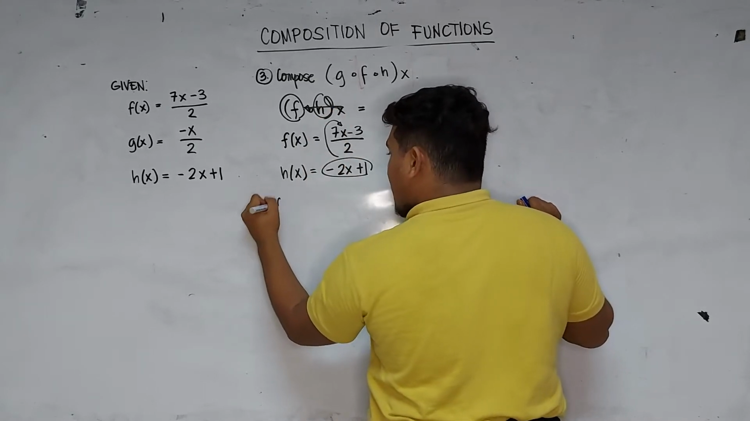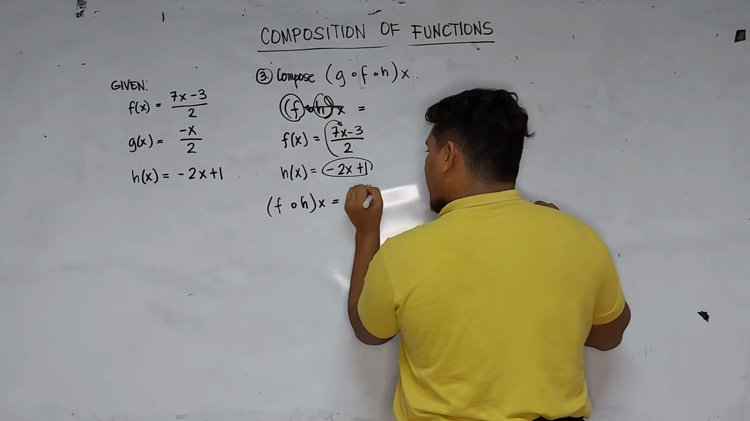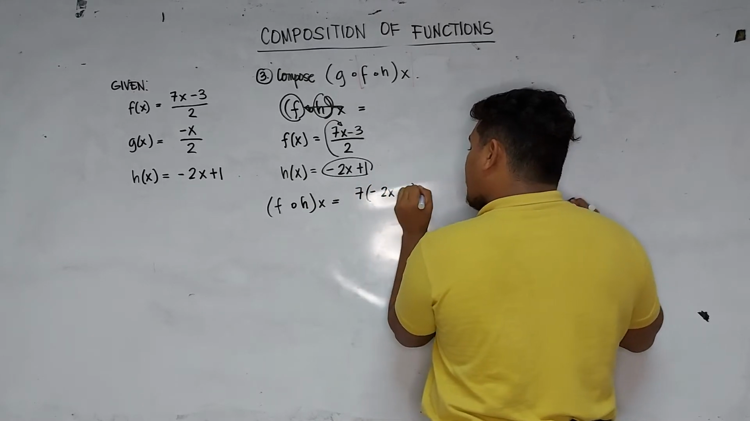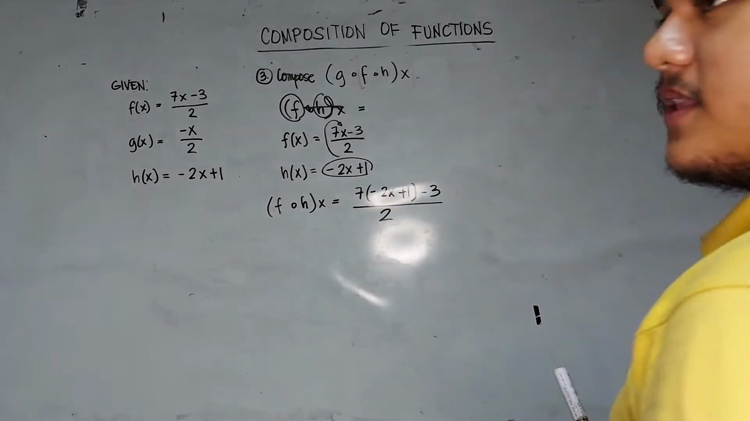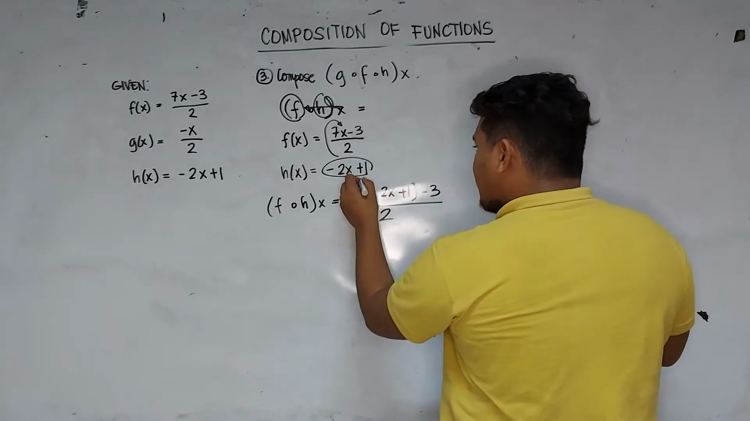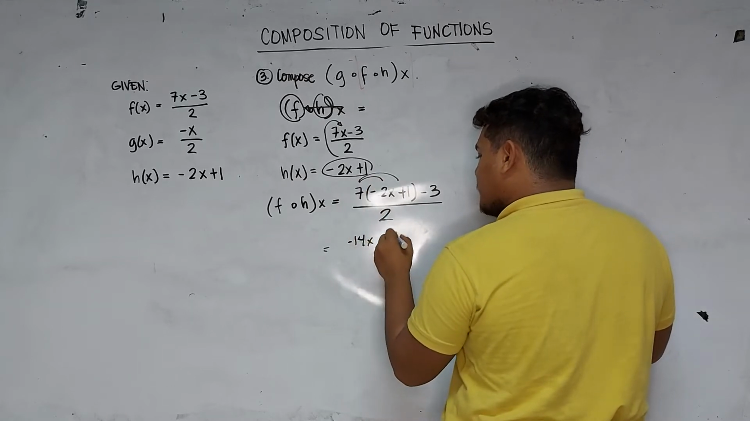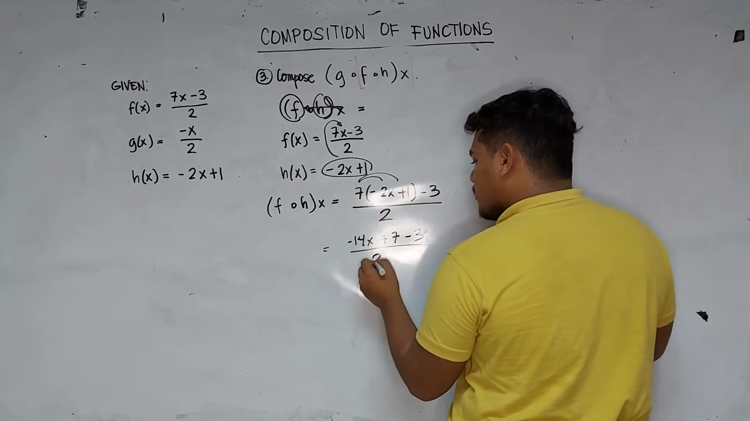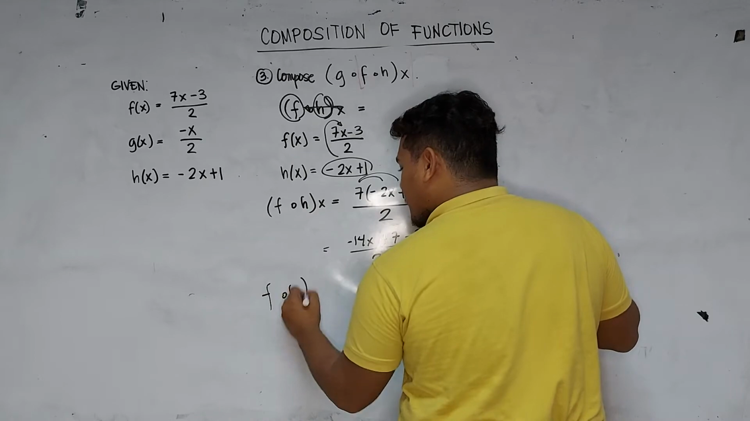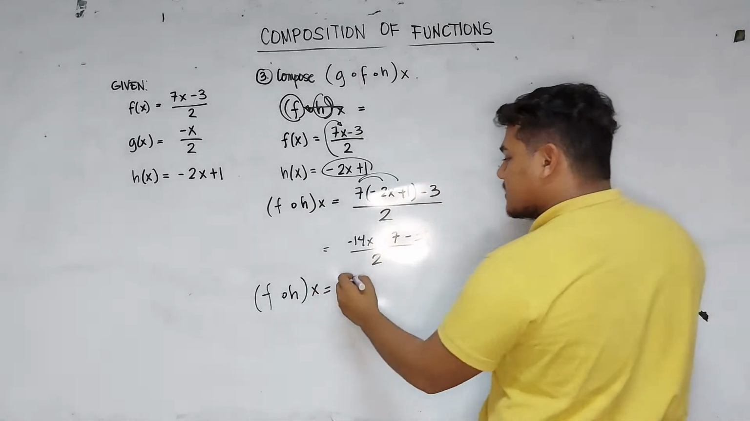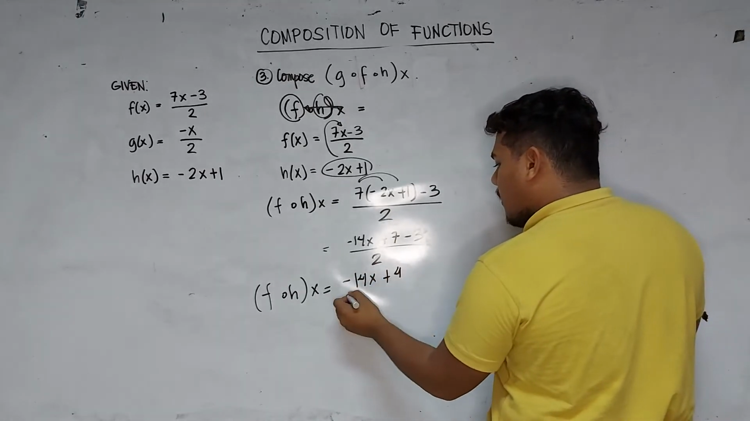So this becomes f composed of h of x is equal to 7 times negative 2x plus 1 minus 3 over 2. Okay, let's see, am I doing it right? Okay, I'm doing it right. Let's continue. 7 times negative 2x becomes negative 14x. 7 times 1 is 7. Minus 3 over 2. Therefore, our f composed of h of x is equal to, combining like terms, negative 14x plus 7 minus 3, that is 4 over 2.